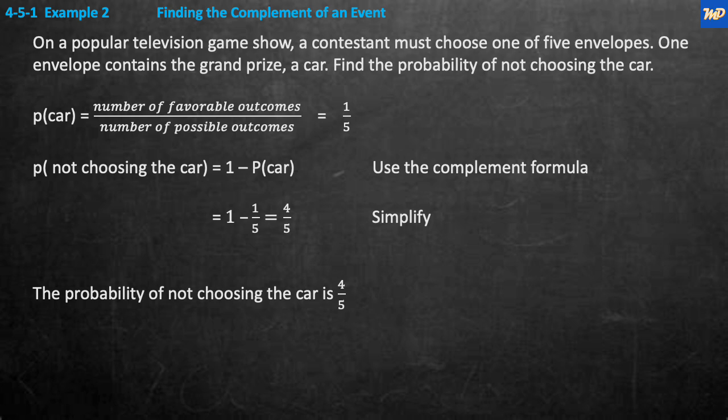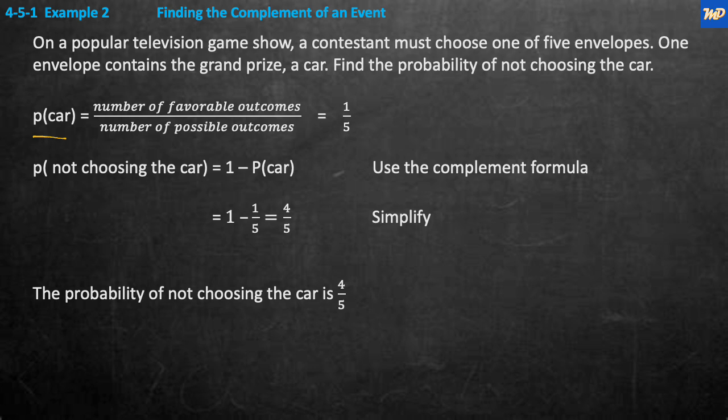Example 2, finding the complement of an event. So here we go. On a popular television game show, a contestant must choose one of 5 envelopes. One envelope contains the grand prize, a car. Find the probability of not choosing the car.